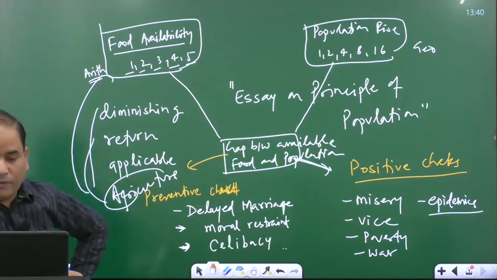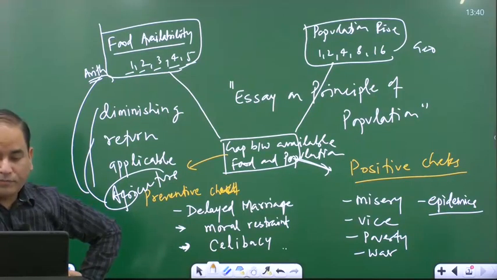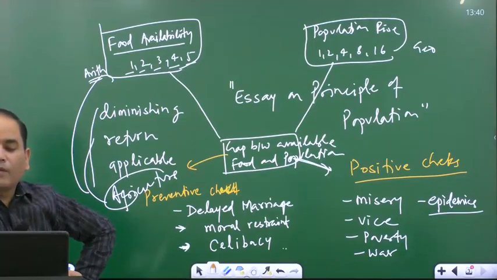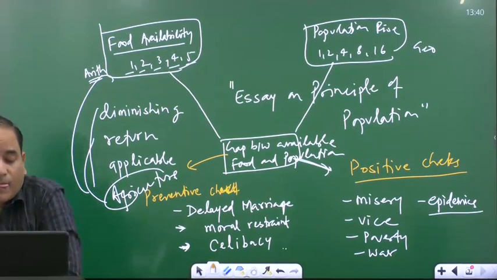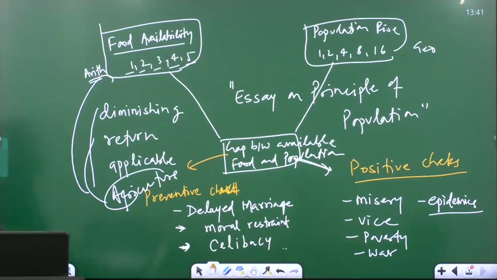Next point. According to Malthus, preventive checks are applied by a man himself to control the birth rate, and some of the preventive checks are delayed marriage, moral restraint, celibacy.